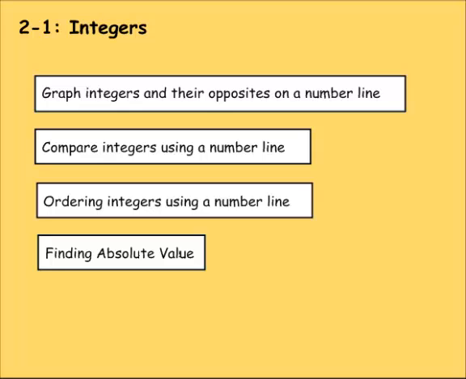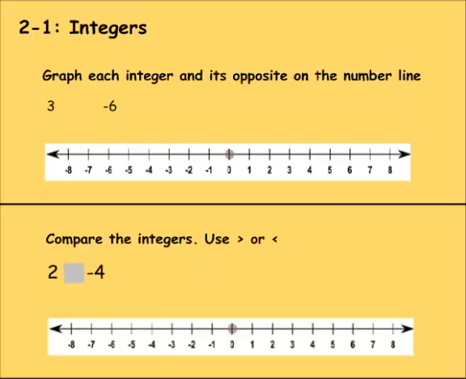The first lesson of Chapter 2 focuses on integers. We're going to do four things today. We're going to graph integers and their opposites on the number line, compare integers using a number line, order integers using a number line, and then lastly find absolute value.